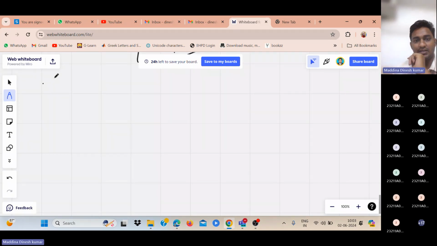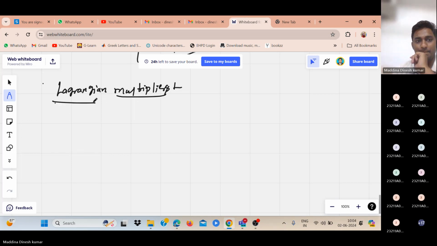So in this Lagrangian multipliers topic, I will discuss problems. Solve the first one.